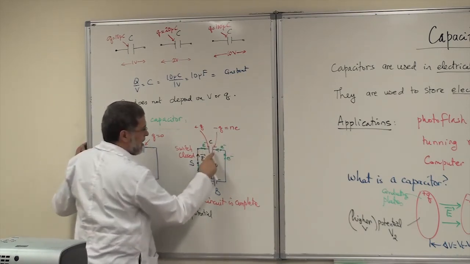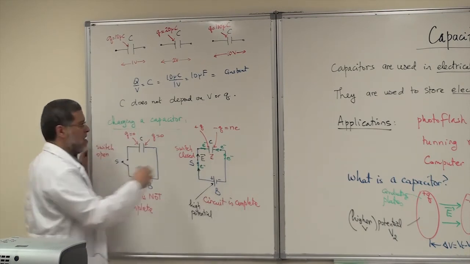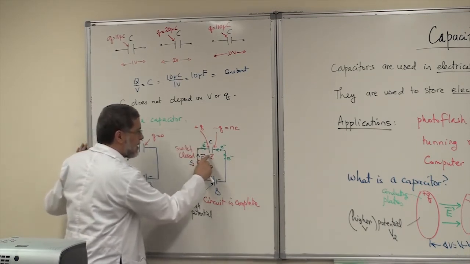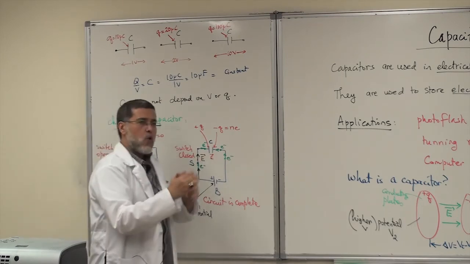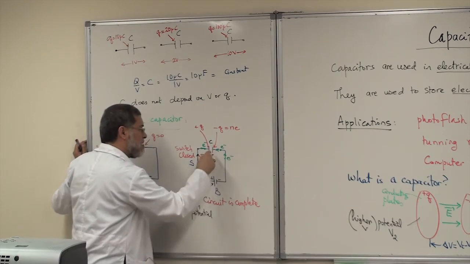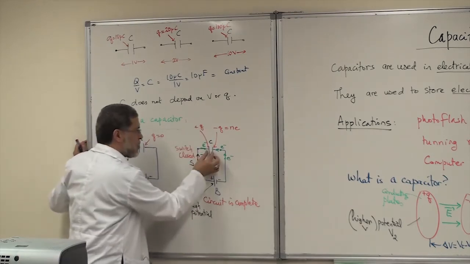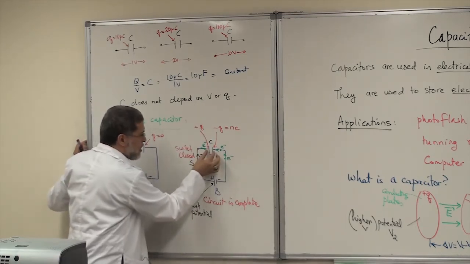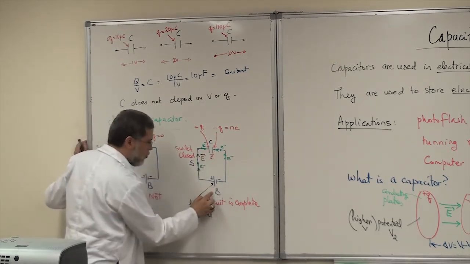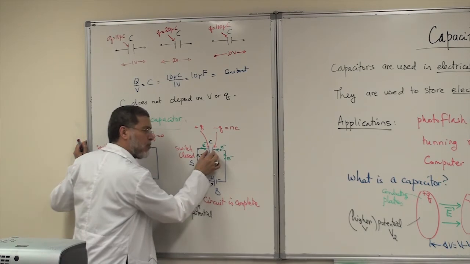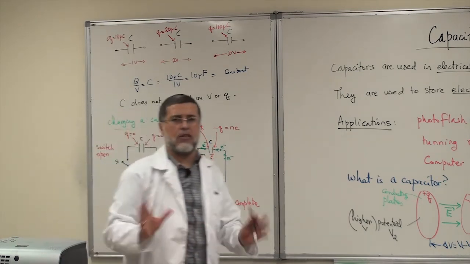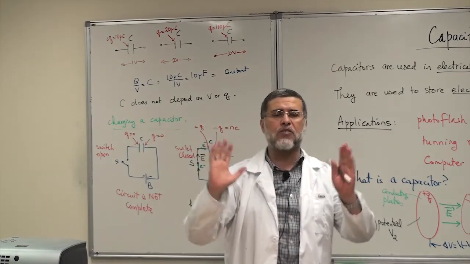So this plate will be negatively charged because it's accepting electrons. This plate will become positively charged because it is losing electrons. And there will be an electric field between the plates. As you charge the capacitor more, the electric field becomes bigger, the potential difference becomes larger. When the potential difference across the capacitor and the battery are equal, if this is 1.5 volts, when the potential difference here becomes 1.5 volts, the flow of electrons will stop, and we say the capacitor is fully charged.